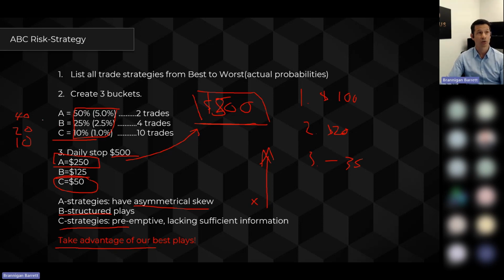If you want to risk 100% in your day on A trades, fine. That makes sense. There's logic behind that. But just be aware that if you risk 100% on one trade and it's all gone, you are stopped out for the day.